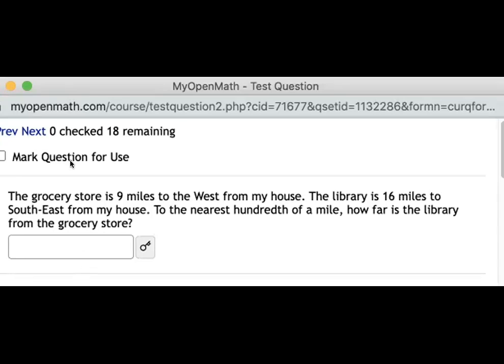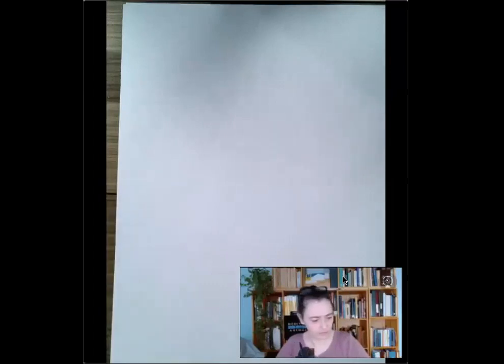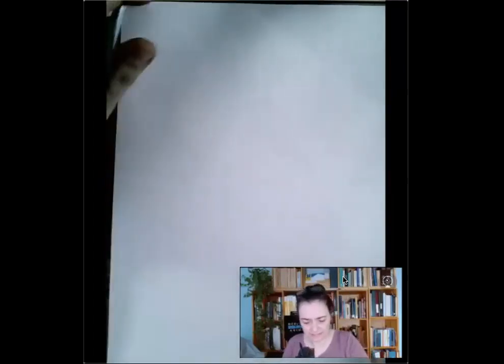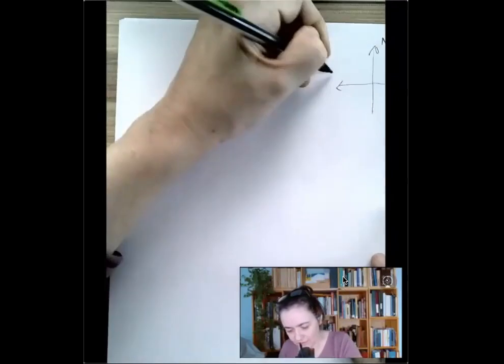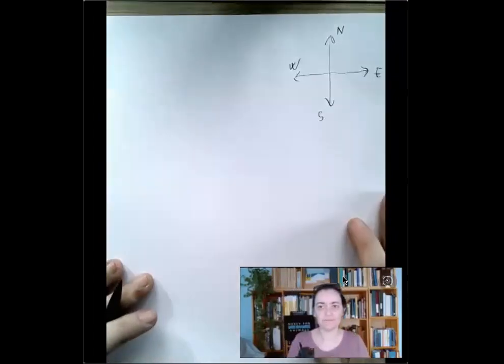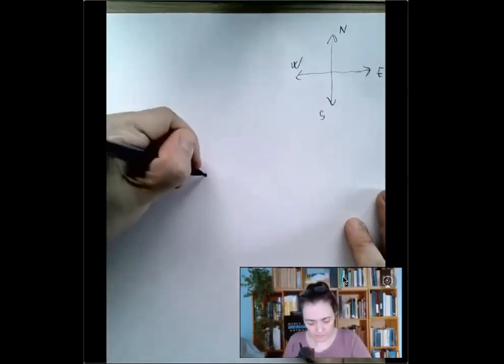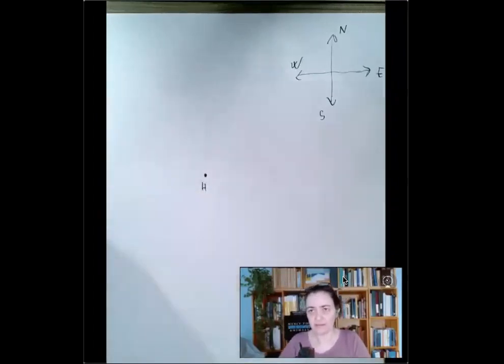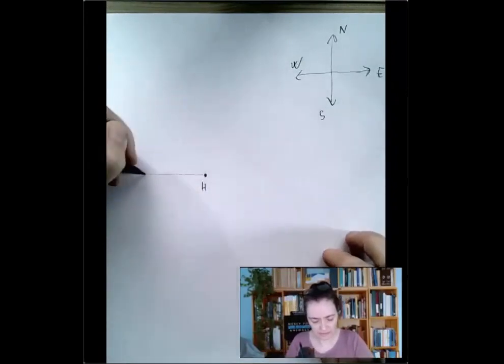This is a fairly straightforward application of the law of cosines. As you will see, it's as straightforward as they get. So just to be clear, say this is north, west, south, east. Okay. So here is our home, and the grocery store is 9 miles to the west.